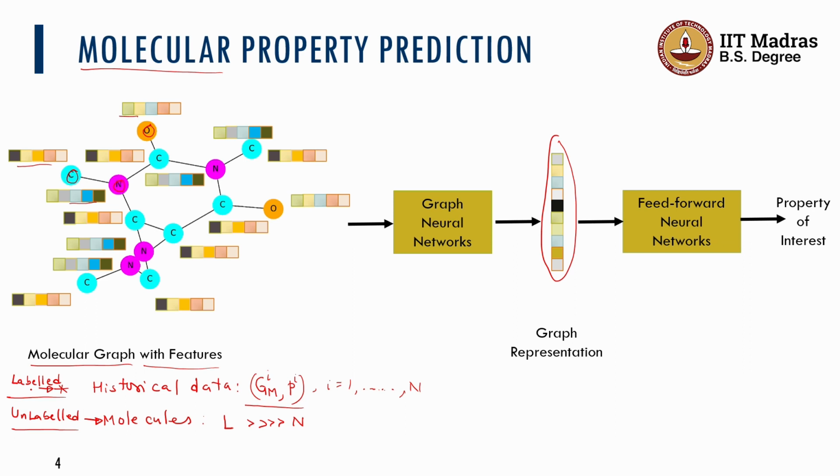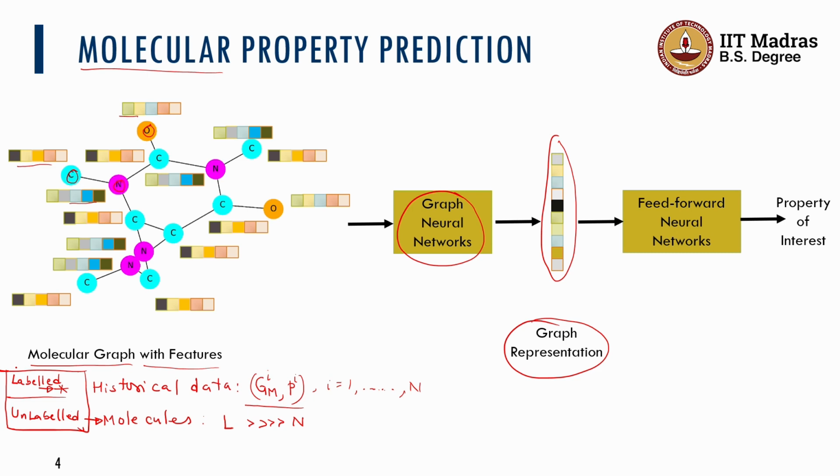In that case, the question people in molecular property prediction often ask is, can I use this unlabeled data to actually get a better feature representation or graph representation from the graph and the features associated with it? Because this particular model can use all the data available, labeled plus unlabeled, to generate better graph representations.